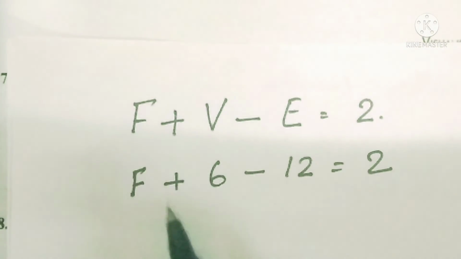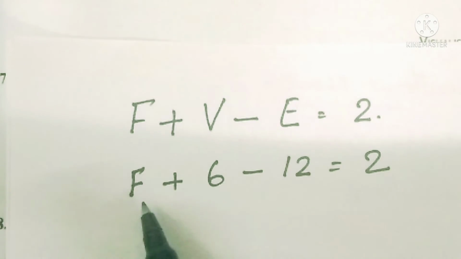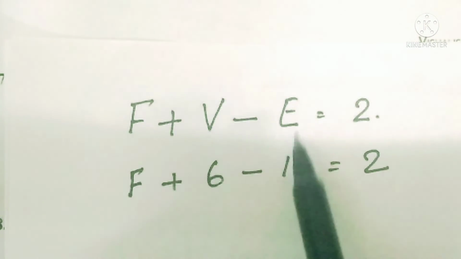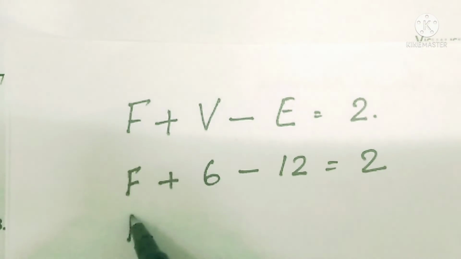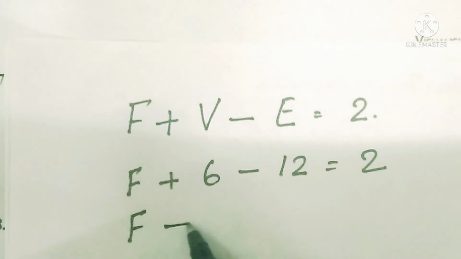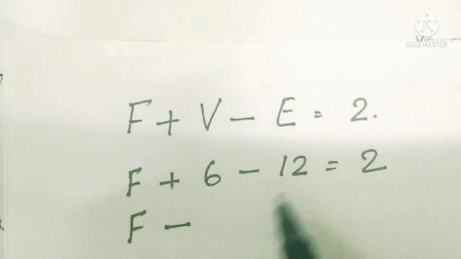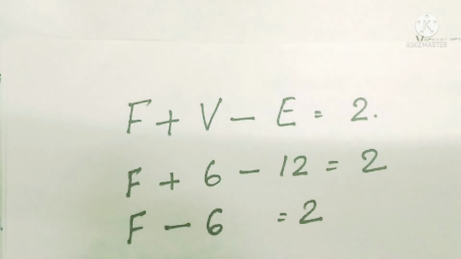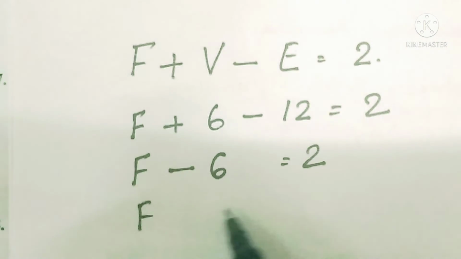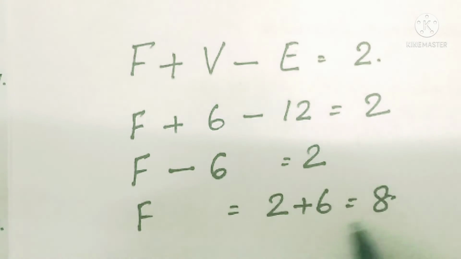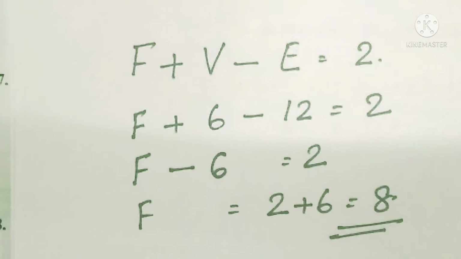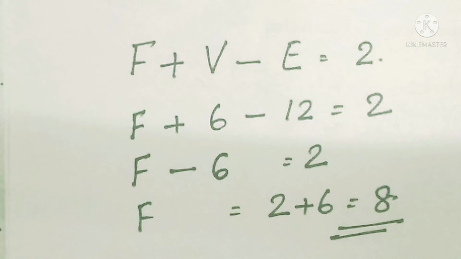How will you write? F is equal to, we have to find out, vertices 6, edges 12 is equal to 2. So when you do it, here you get F, 6 minus 12 is minus 6 is equal to 2, and then F is equal to 2 plus 6 is equal to 8. So the first case, faces is equal to 8.